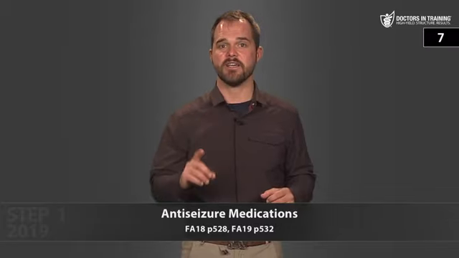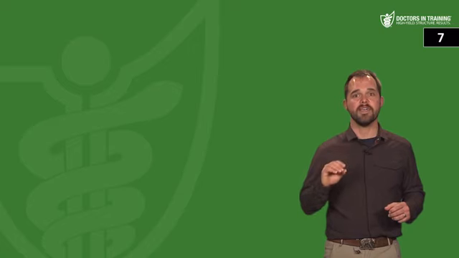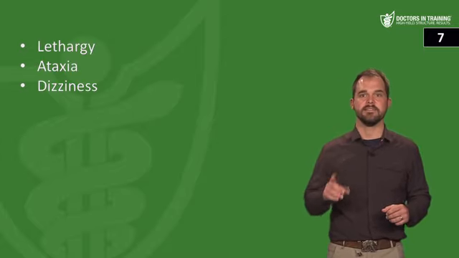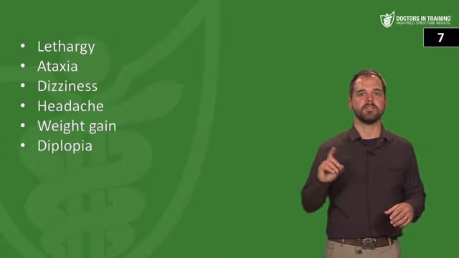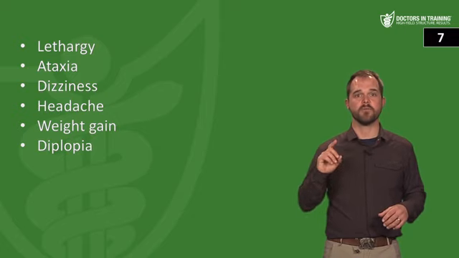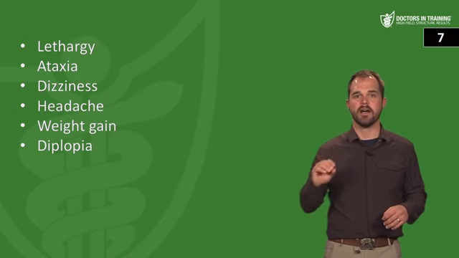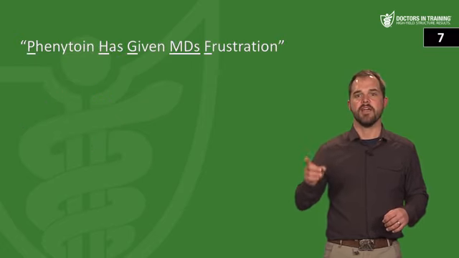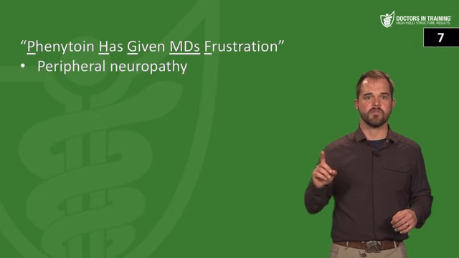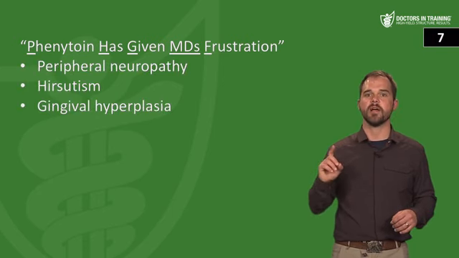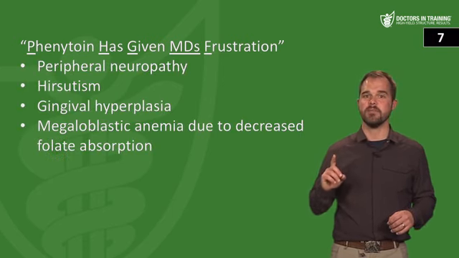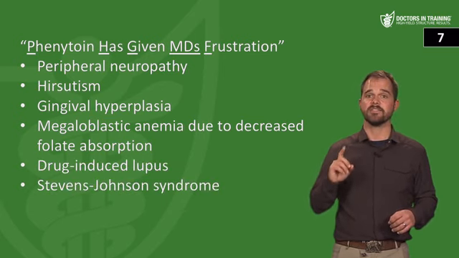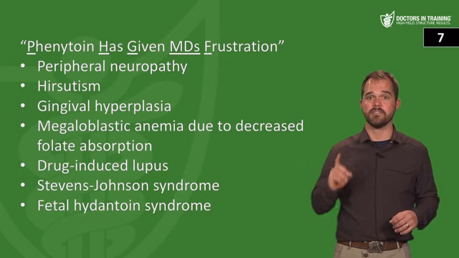Next, the additional side effects of phenytoin. All the anti-seizure drugs have side effects that include lethargy, ataxia, dizziness, headache, weight gain, and diplopia. Phenytoin has more interesting side effects and they're pretty high yield. The phenytoin side effects mnemonic is: phenytoin has given MDs frustration: peripheral neuropathy, hirsutism, gingival hyperplasia, megaloblastic anemia due to decreased folate absorption, drug-induced lupus, Stevens-Johnson syndrome, and fetal hydantoin syndrome.